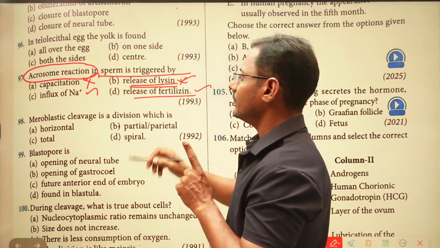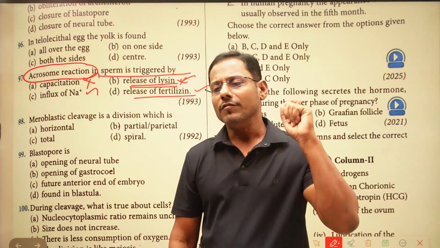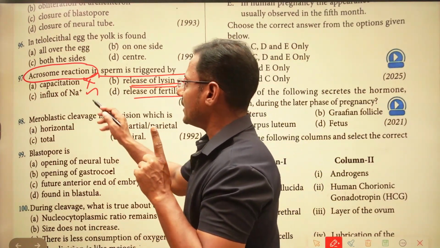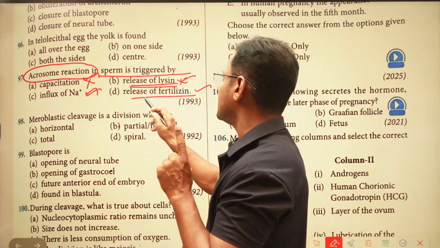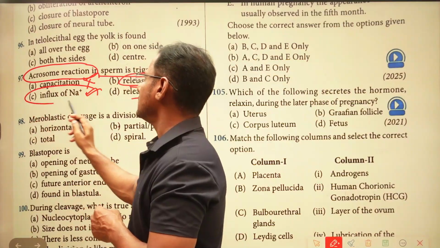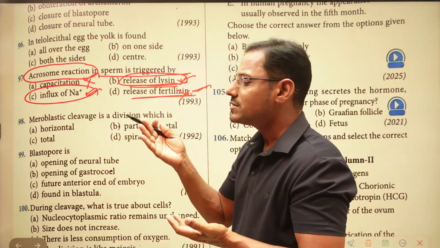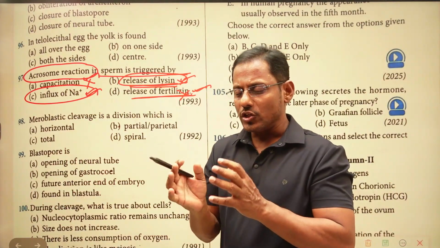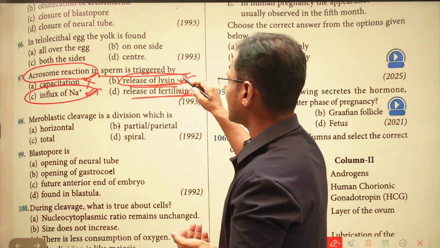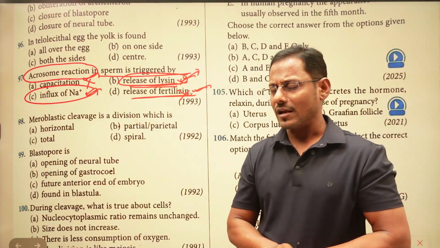And release of lysine. So when does the sperm release the lysine? When it attaches to the zona pellucida. And influx of sodium, release of fertilizin, so not this one. Here we have to check the answers C and B. Release of lysine. So when does the lysine release? There should be some kind of reactions in the sperm body, then only they are going to release the lysines. Lysines are the enzymes which are present in the acrosome.